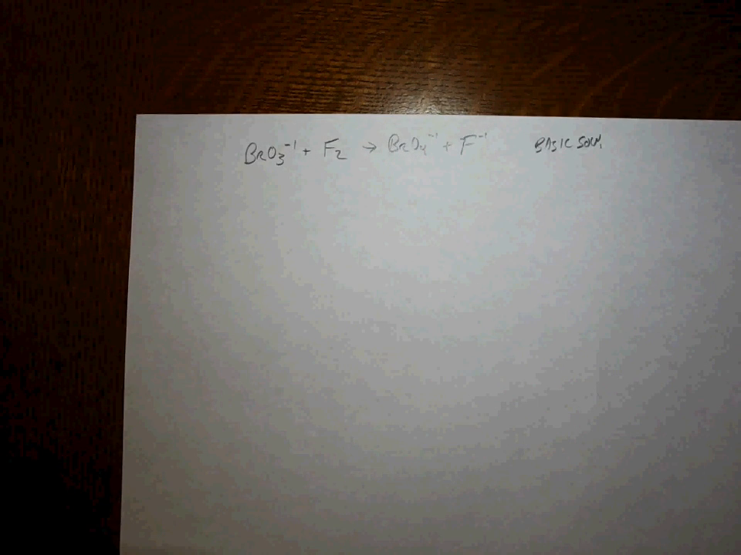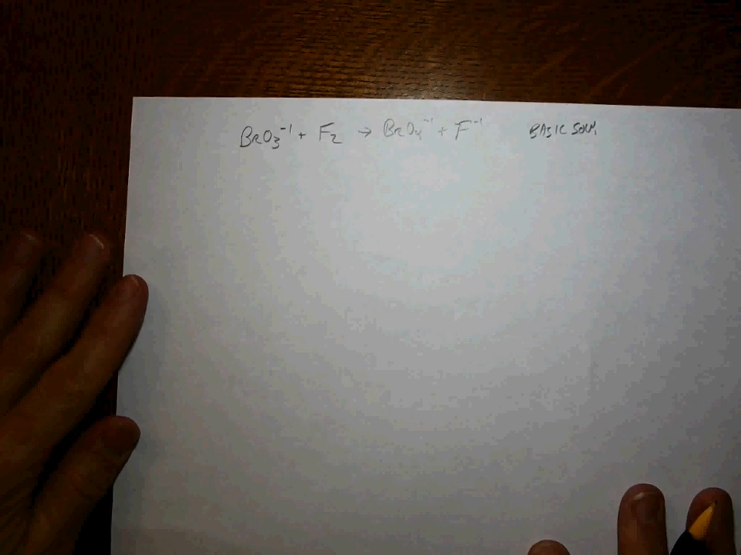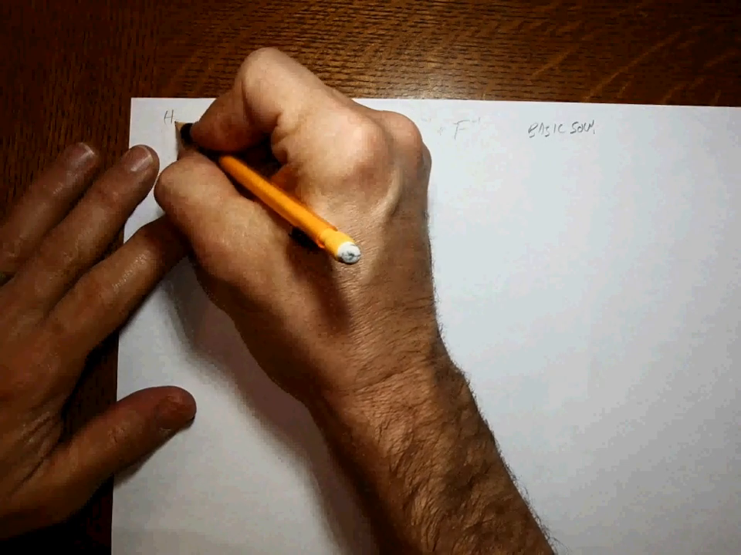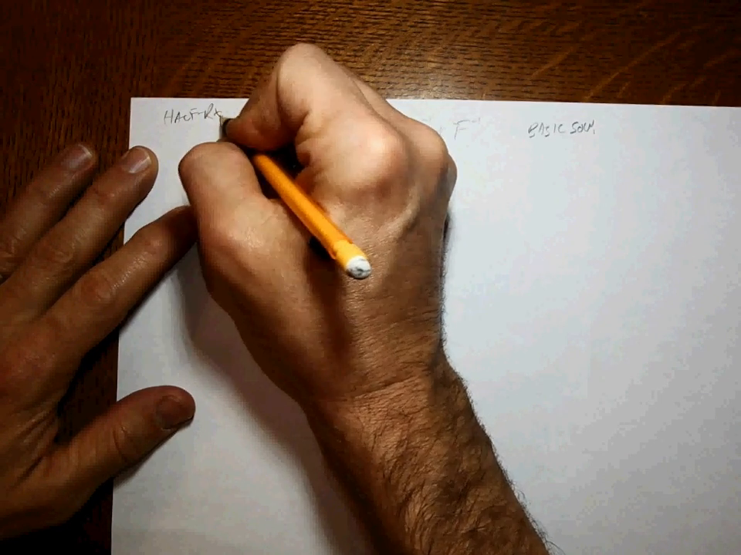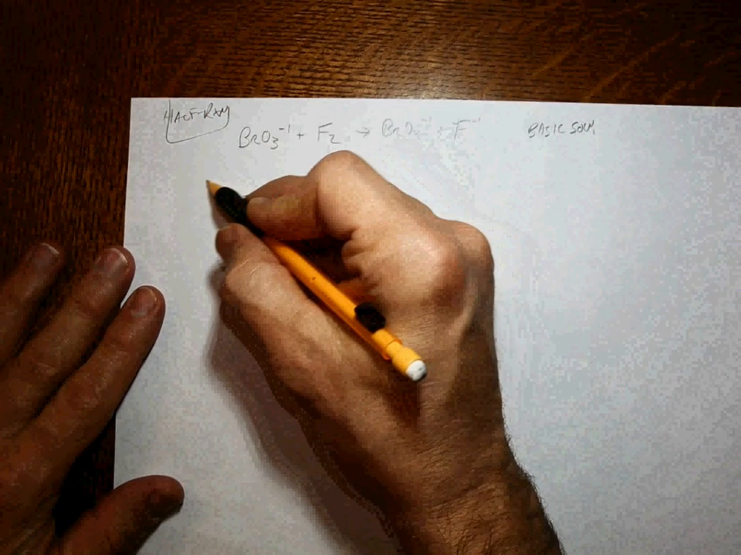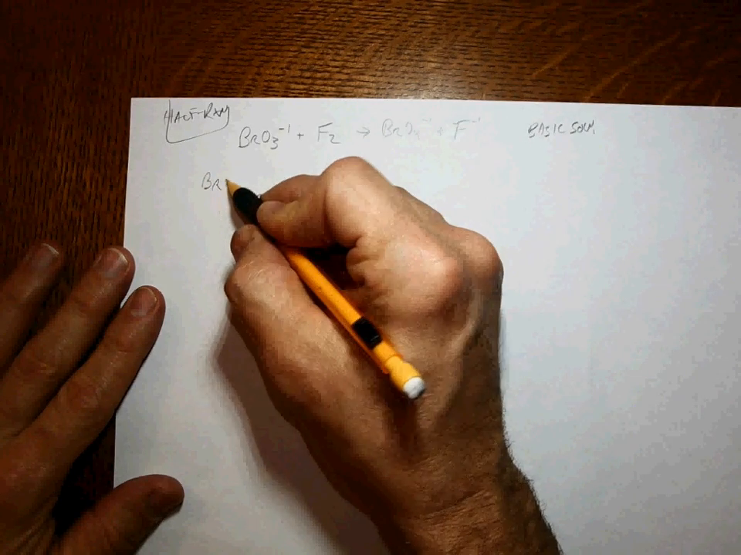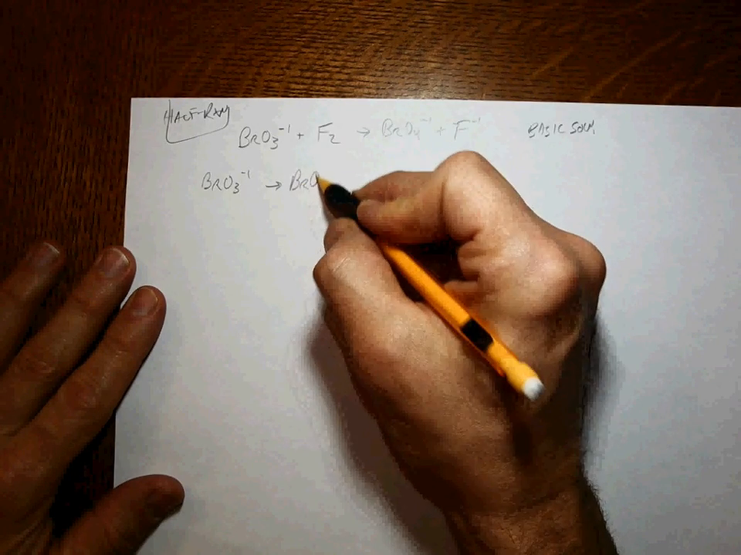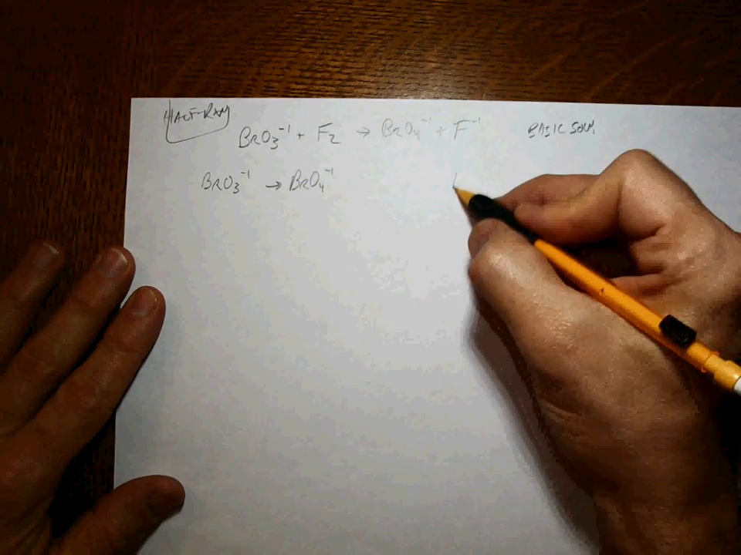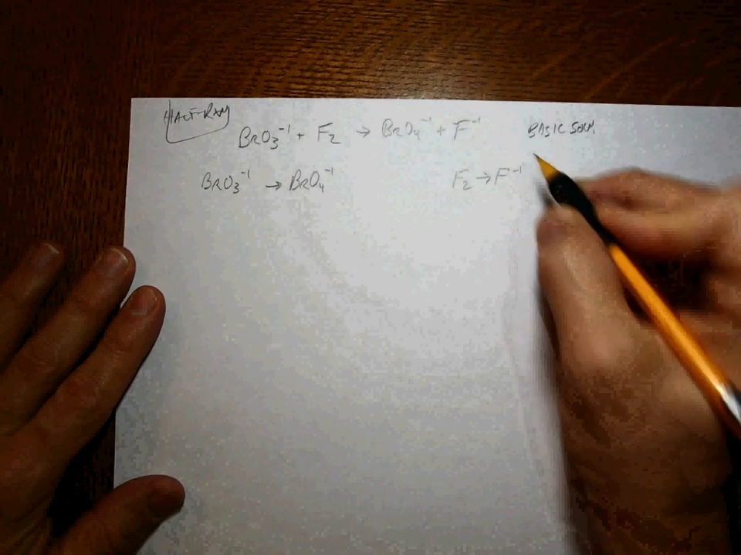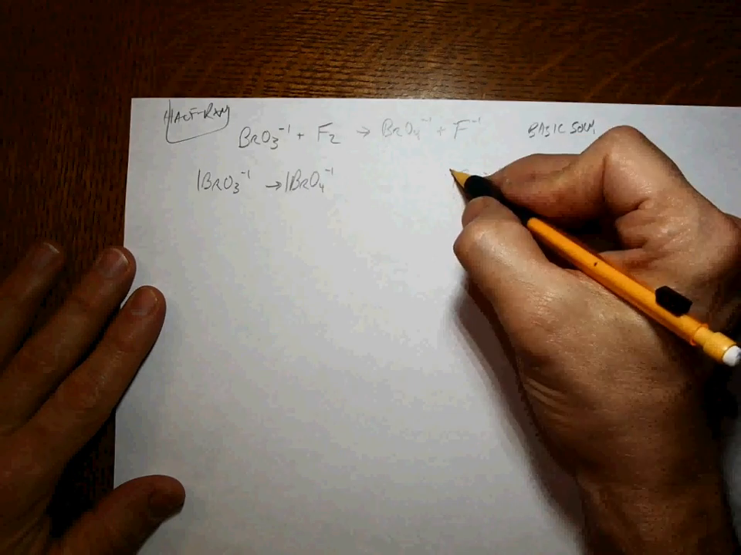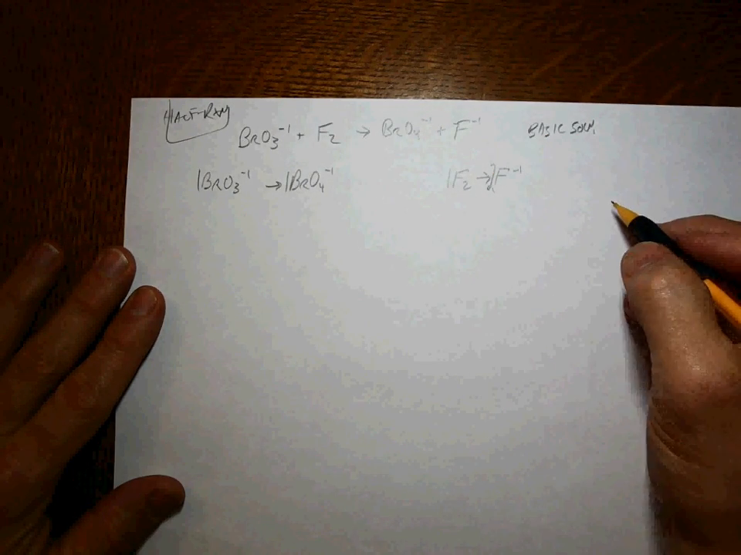Well, let me get rid of this book for a second. We'll compare it whenever we get the thing done. Well, you have to separate it out into their half reactions, right? So this is a half reaction method this time. So we're talking BrO3 minus 1 goes to BrO4 minus 1, and then we got F2 going to F minus 1. Okay? Balance those atoms first. 1 of these, 2 of those.